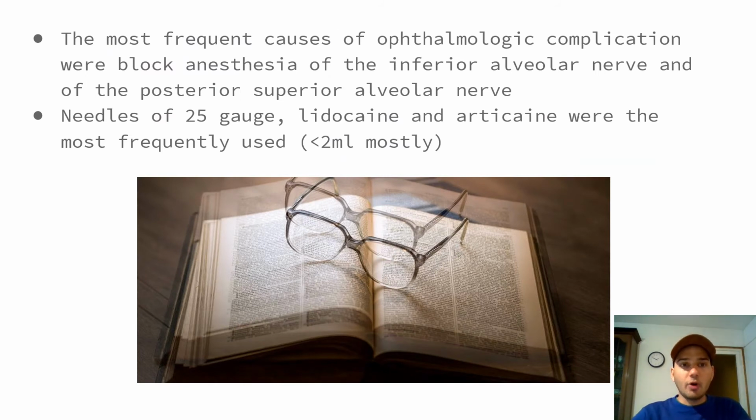Now let's talk about the most frequent causes of ophthalmologic complication. There were 2 main causes. They were block anesthesia of the inferior alveolar nerve and of the posterior superior alveolar nerve. The needles used were mostly 25 gauge, and the anesthetics used were mostly lidocaine and articaine, and their volume in the majority of the cases was less than 2 milliliters.